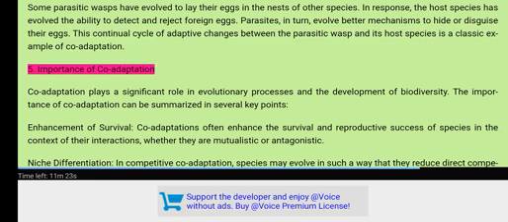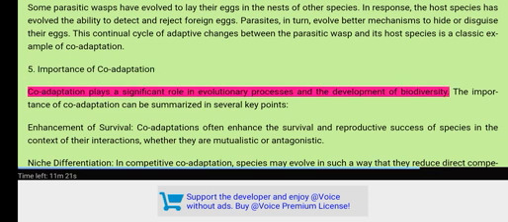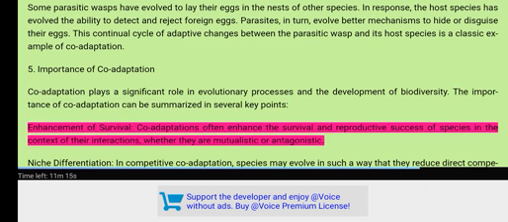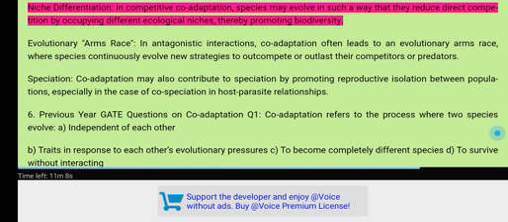5. Importance of co-adaptation. Co-adaptation plays a significant role in evolutionary processes and the development of biodiversity. The importance of co-adaptation can be summarized in several key points. Enhancement of survival. Co-adaptations often enhance the survival and reproductive success of species in the context of their interactions, whether they are mutualistic or antagonistic. Niche differentiation. In competitive co-adaptation, species may evolve in such a way that they reduce direct competition by occupying different ecological niches, thereby promoting biodiversity.